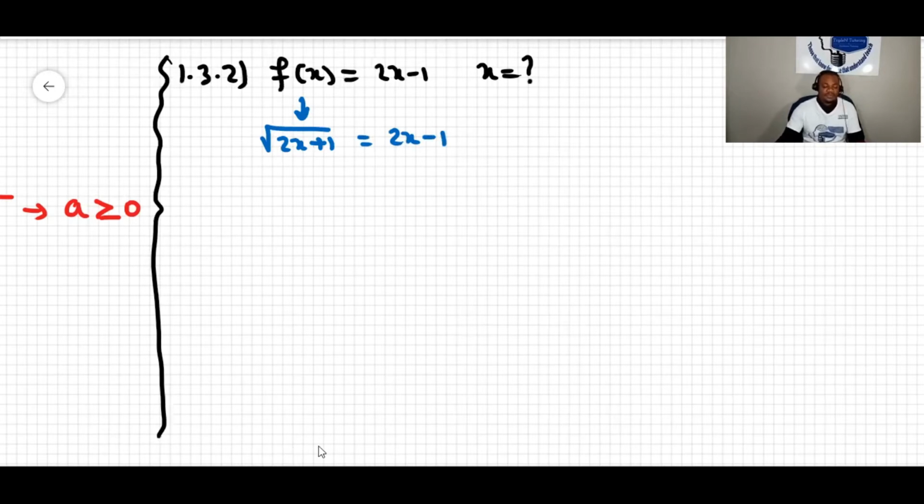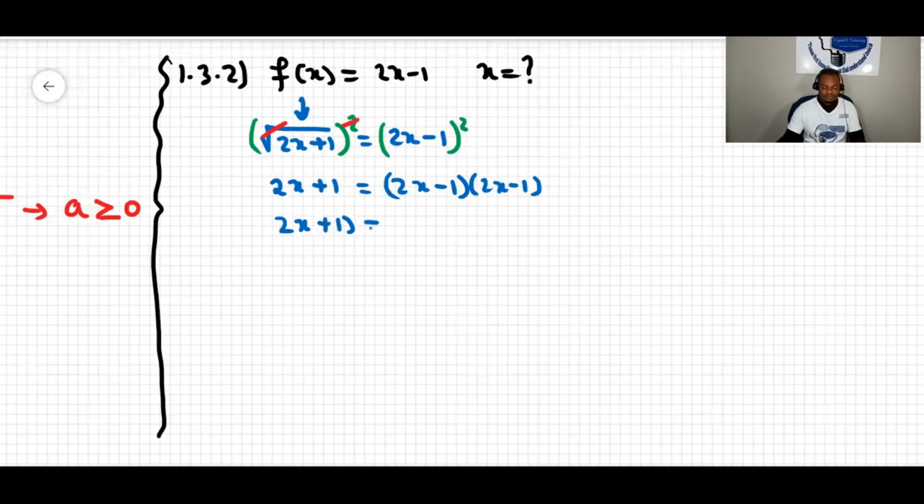This can be calculated if we raise both sides to the power of 2, because the power of 2 will cancel the square root. Then we'll have 2x plus 1 equal to 2x minus 1 times 2x minus 1. Now we can expand this. 2x times 2x makes 4x squared. 2x times -1 makes -2x. Then -1 times 2x makes -2x. And -1 times -1 makes +1.